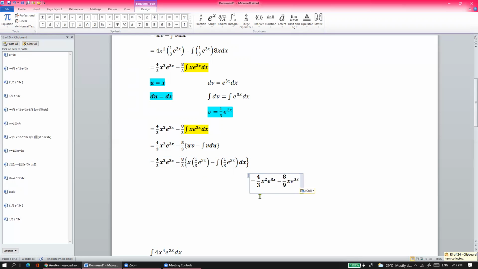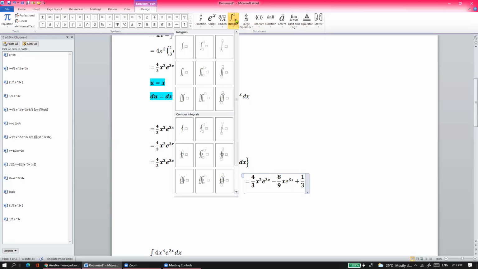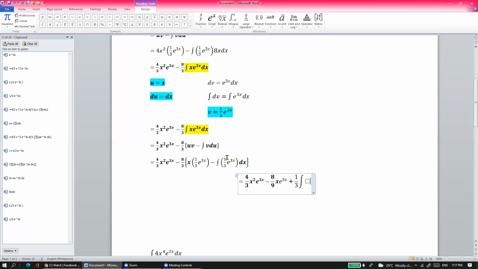Then next, negative times negative is positive. So I'll write positive here. Yung 1/3 ng e to the 3x, pwede ko lang i-factor out, ilalabas ko siya. 1/3, and then the integral symbol, coming up next, the e to the 3x, then dx.